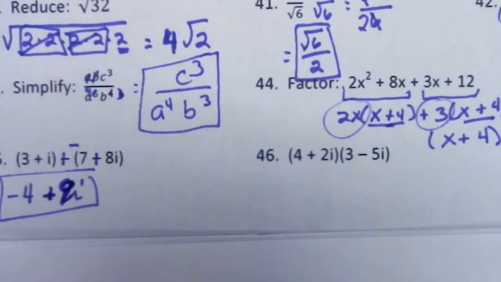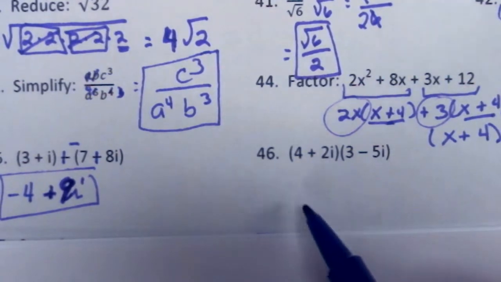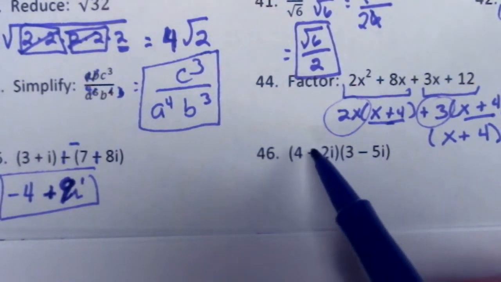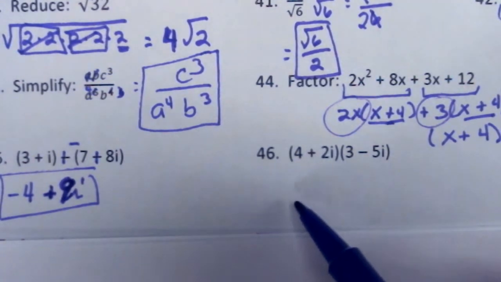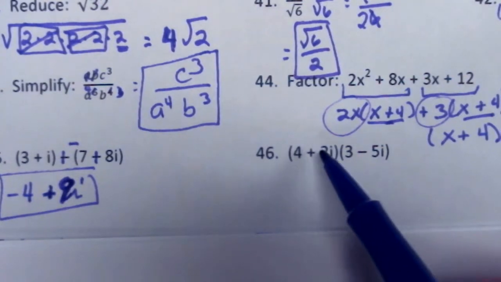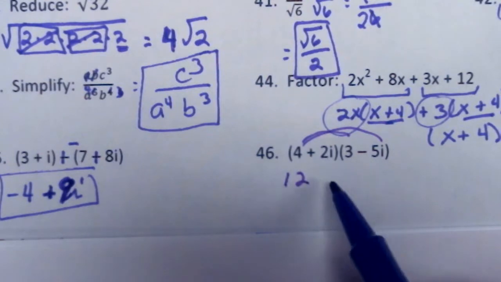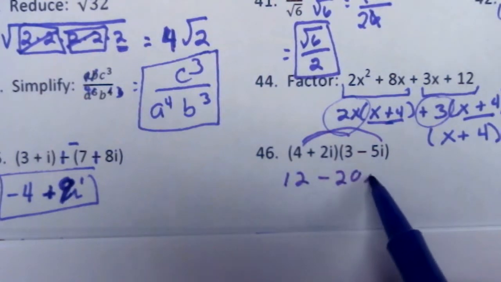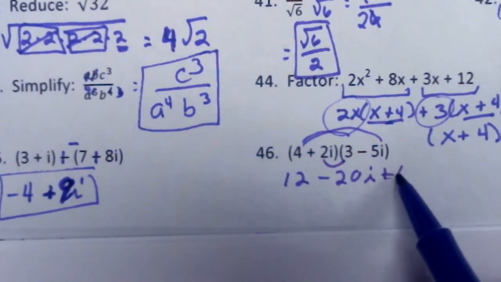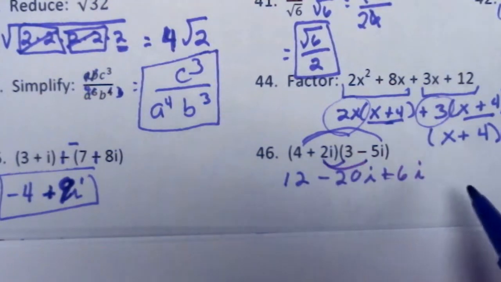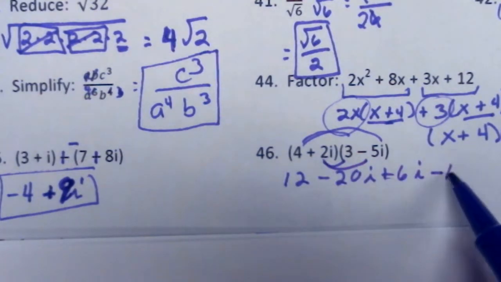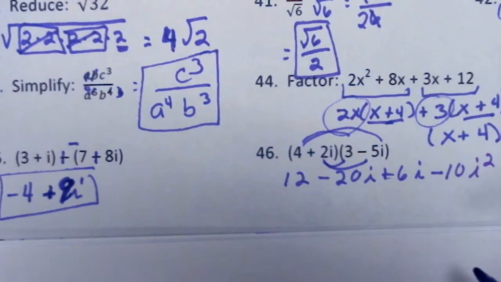All right, 46. We did one like this earlier. It looks like 2 binomials we're going to multiply together. And then when we're done, we'll have to simplify the i's. So 4 times 3 is 12. 4 times negative 5i is negative 20i. 2i times 3 is 6i. 2i times negative 5i is negative 10i squared.